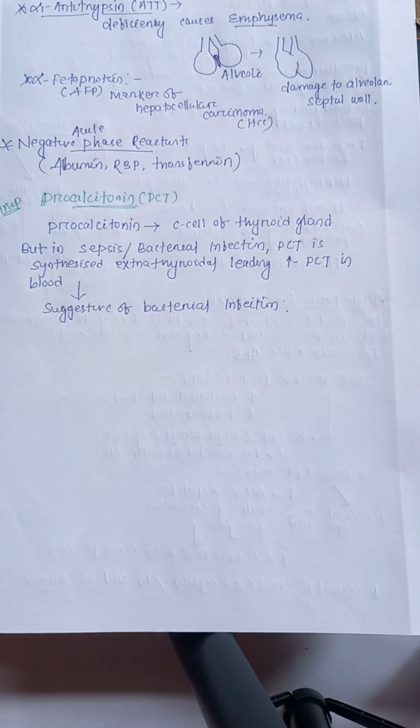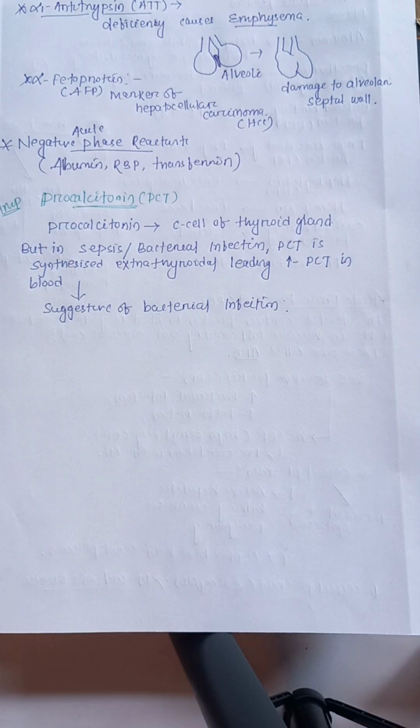Next concept you should know. This is generally done in the complete blood test, where there is procalcitonin. Procalcitonin, you should know this. If there is an increase in procalcitonin, that suggests bacterial infection. Generally bacterial infection causes an increase in the procalcitonin.